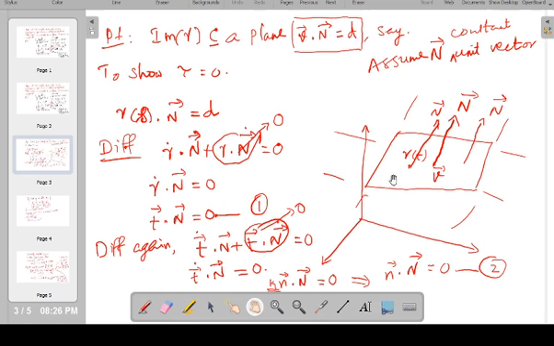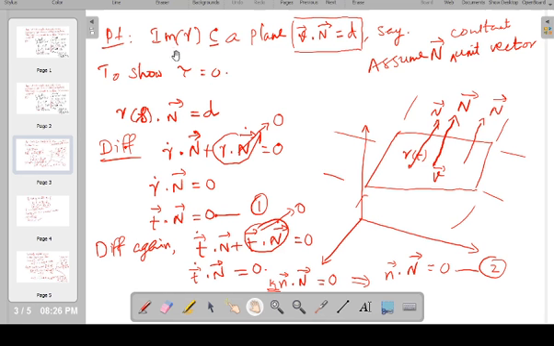If d equal to 0, you have a plane passing through the origin, and for non-zero d, you have a plane parallel to the plane passing through the origin. Okay, so assume image of gamma is contained in this plane. What I have to show? The torsion is equal to 0.